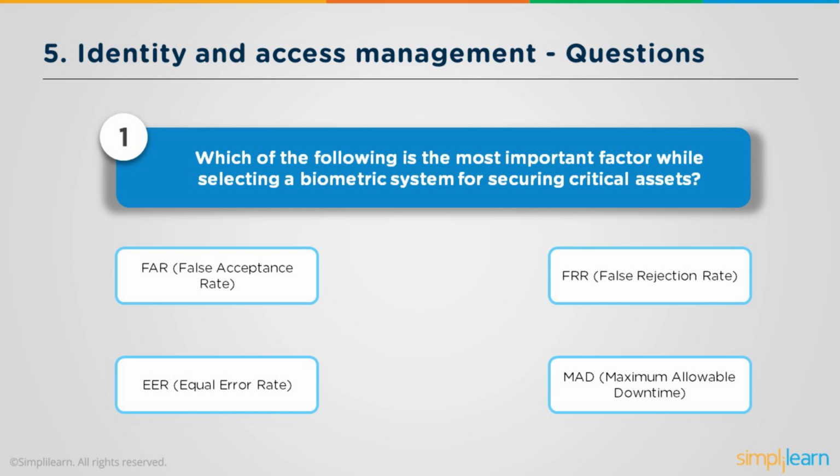Then we also have equal error rate and maximum allowable downtime. Maximum allowable downtime is if the biometric measure fails and nobody is getting access to any of the resources, to what level or to what extent would my business be able to tolerate such an outage?